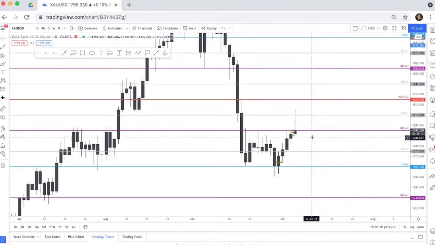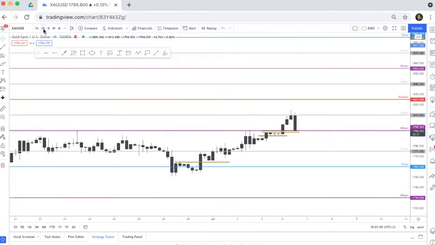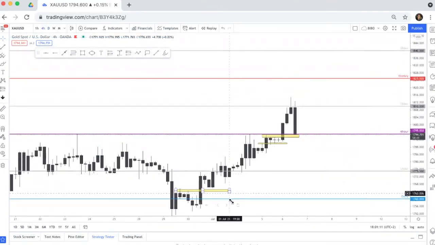So that's my analysis on gold. I'd like it to reach the 1825 level. As you can see, there is a bit of pressure coming down. It bounced off the 1 hour level right here. But let's break it down and see what's going on. If I go down to the 4 hour time frame, let me just zoom this out.